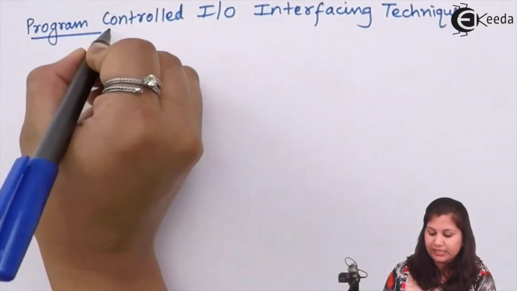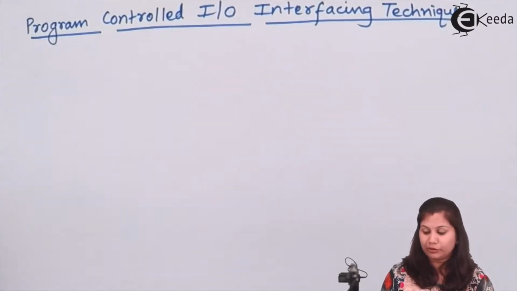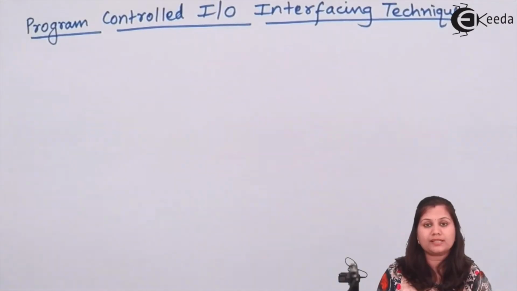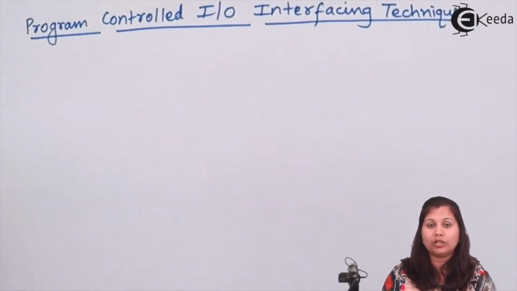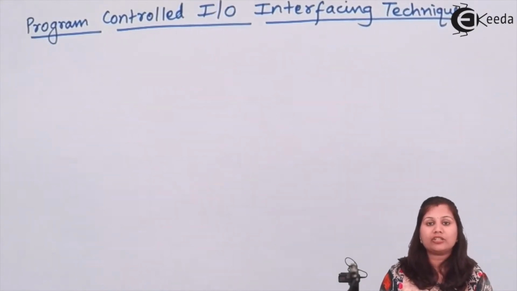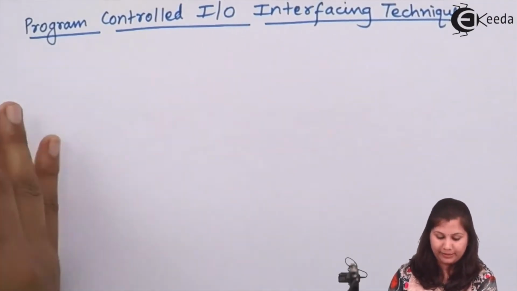So there were three techniques available, and out of those three techniques, here we are studying the first technique, which is the program controlled input output interfacing technique. In this technique, the microprocessor uses the two instructions in and out. So we can say that every microprocessor should have instructions in its instruction set which can enable the data transfer to take place between the input output devices and the microprocessor.